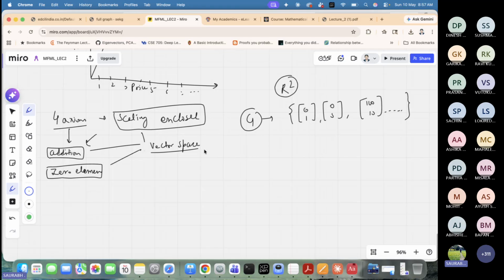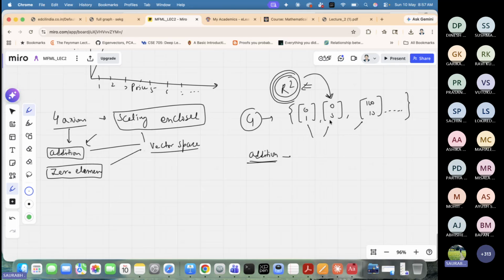Now think of the three things that I'm talking about. First, addition. If we add any two vectors from this group, is the output going to be a part of this group? Because we have already assumed that it is the list of all possible two-dimensional vectors, right? It's just that I have listed only three here, but think of everything as included.